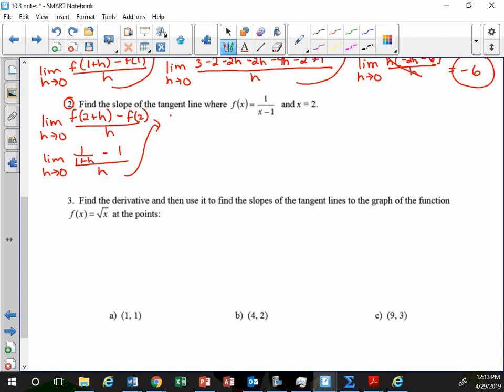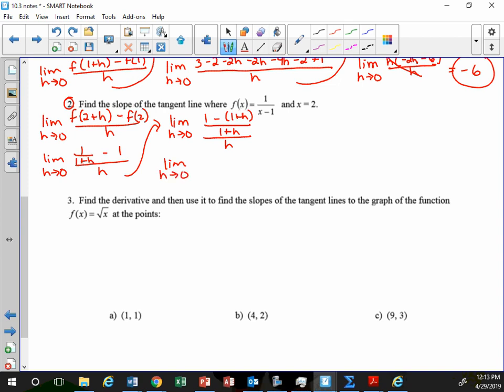Okay, so limit as h approaches 0. Because if that was the case, Solomon, you could just plug the 0 in right away and be done. All right, I need to combine the 1 over 1 plus h minus 1. So I need a common denominator, right? So I'm going to have 1 minus 1 plus h over 1 plus h, over h. Lovely 3-leveled fraction.